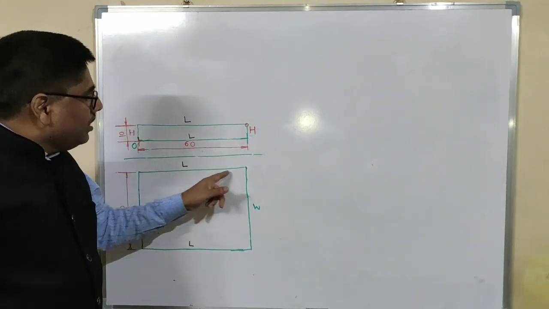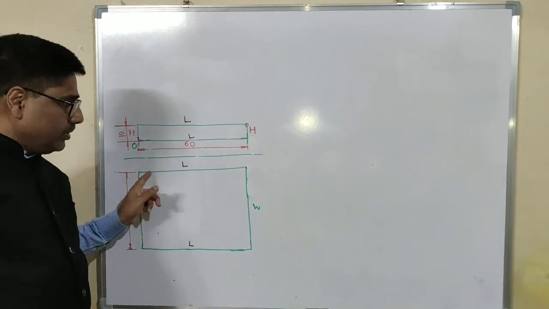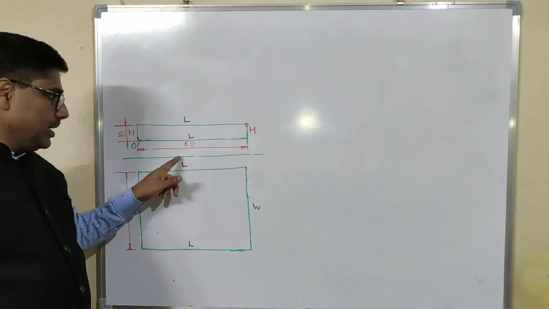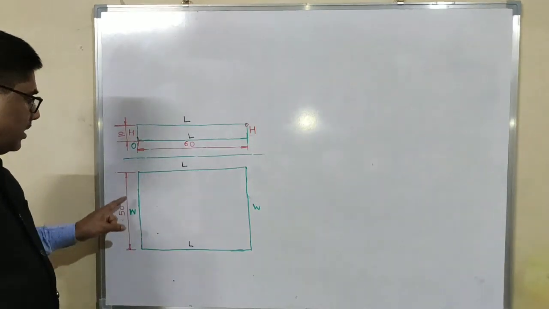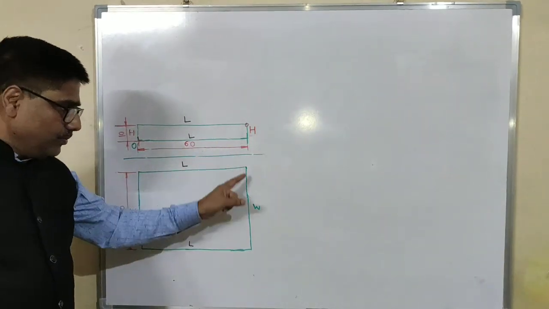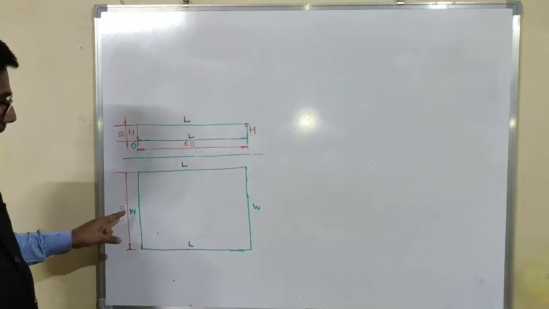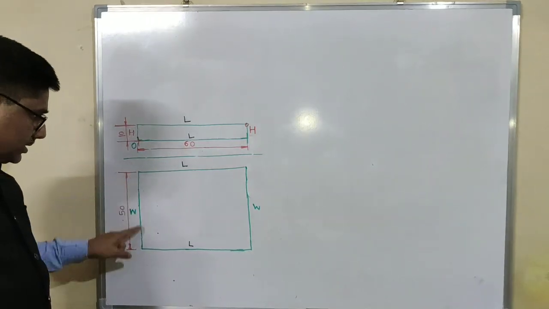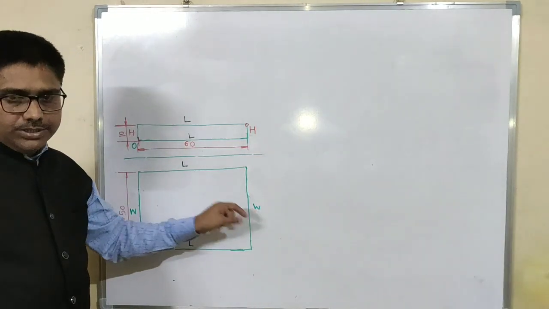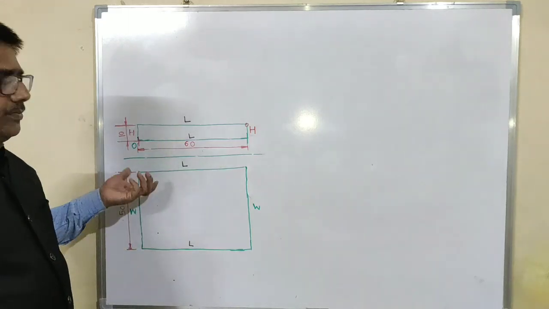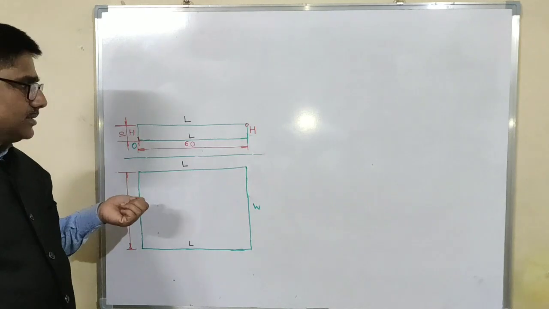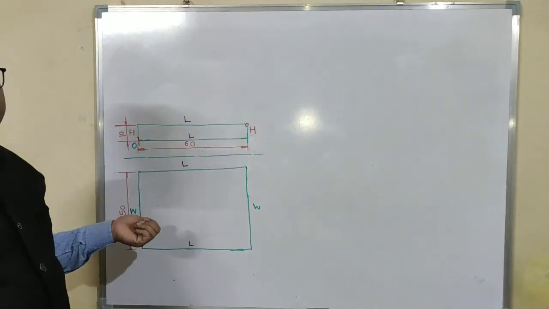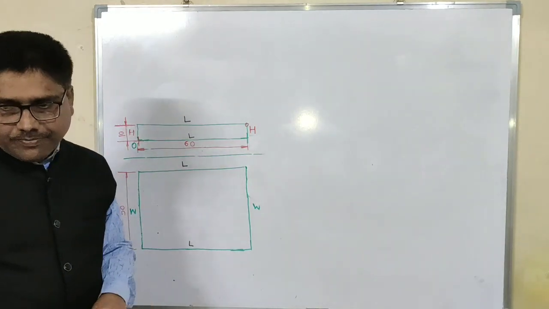In the top view, all horizontal lines again will be parallel to length. Therefore, we have marked these two horizontal lines by letter L. And vertical lines in the top view will go parallel to width. That's why we have marked these two vertical lines by letter W. It is convenient to mark all the lines by different letters, that is L, W, H, for our convenience.